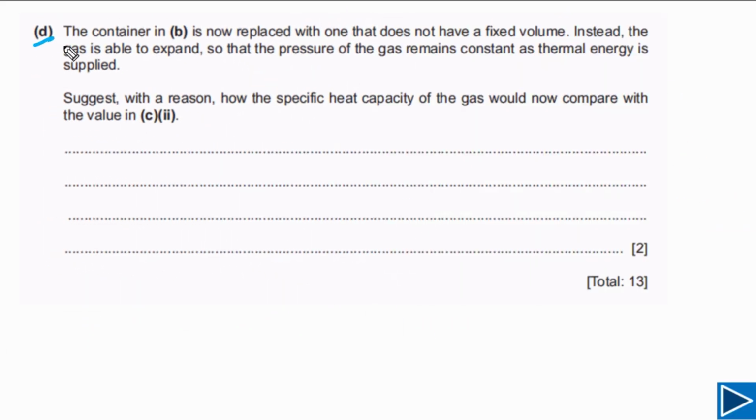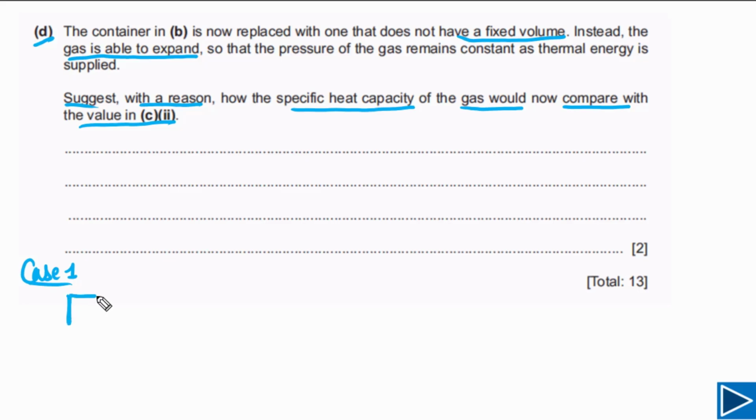For part D, it is given to us that the gas is able to expand now because the volume of the new container is not fixed, and we need to suggest with a reason how the specific heat capacity of the gas would compare with the value in C2. For this purpose, let's start from here. Let's say for case 1, we had a container that has a fixed volume. So this is our case 1.